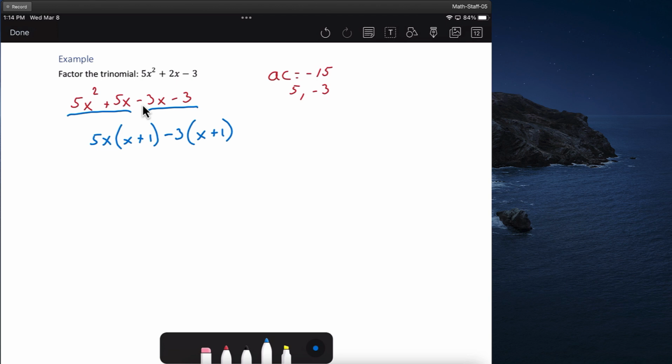Notice the parentheses are identical. That's good. We'll factor out that set of parentheses, leaving us with 5x minus 3.